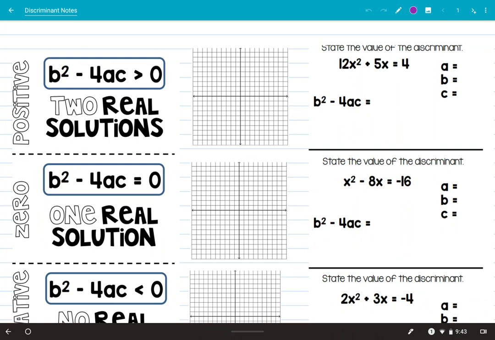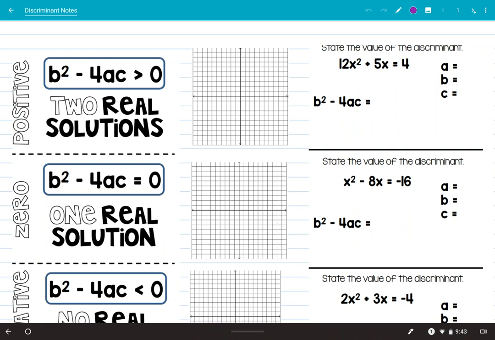Discriminants are part of the big quadratic formula, which we will get to next week. But the big thing is that just by doing this one little piece of the quadratic formula, it tells you how many times the graph will cross the x-axis. It's going to tell us if it's going to cross twice, once, or no times. And when it doesn't cross, we call it imaginary.